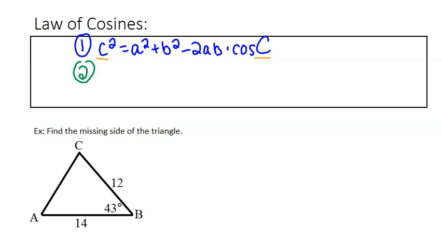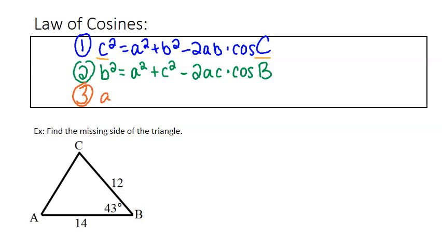So for instance, if we wanted to solve for side B, we would have b squared equals a squared plus c squared, just switching the b's and c's from the previous formula, minus 2ac times cosine of angle B. And then last one, if we wanted to solve for a, we just look at our original and we switch the a's and the c's, so we would get a squared equals b squared plus c squared minus 2bc times the cosine of angle A. So as long as the side that's over by itself is equal to the angle that's in the cosine, you're good to go. So we're going to do an example and show you how it works.